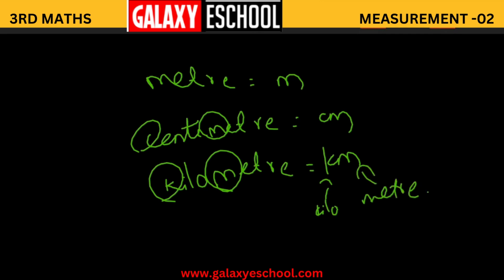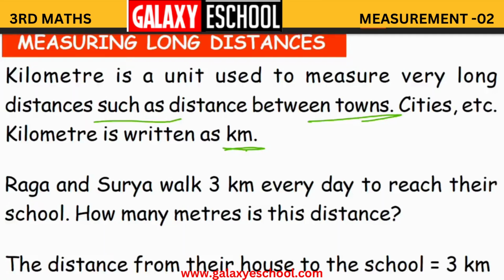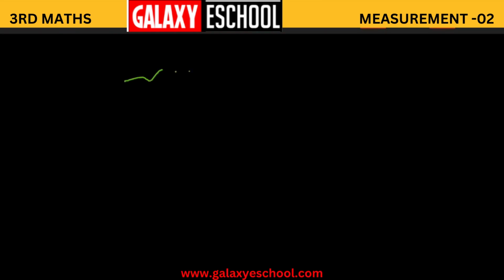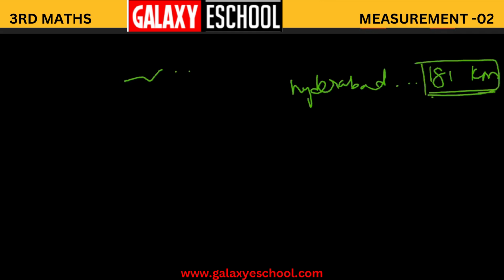Understood, children? So next time when you are traveling somewhere, you can try and observe the distance between the two cities or towns. When you are traveling, you will find many signboards saying the distance. Suppose you are traveling to Hyderabad, it would be written as Hyderabad 181 kilometers. That means you have to travel 181 kilometers to reach Hyderabad.